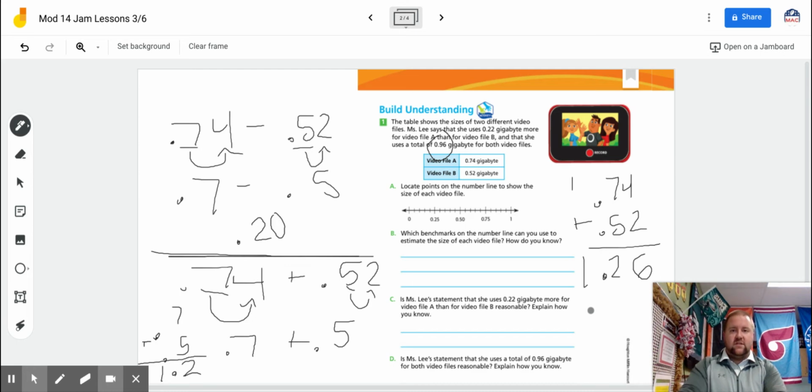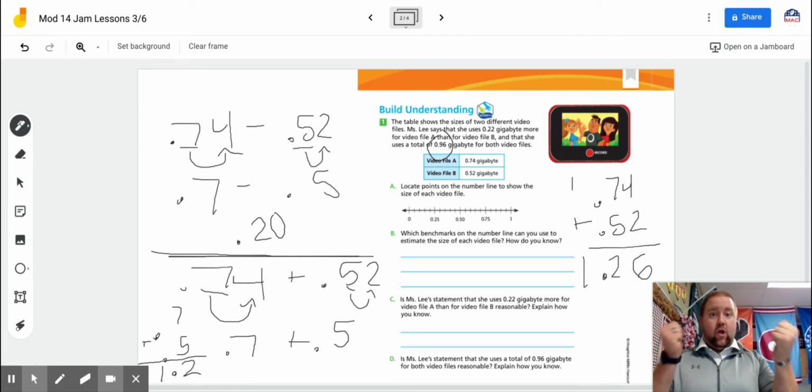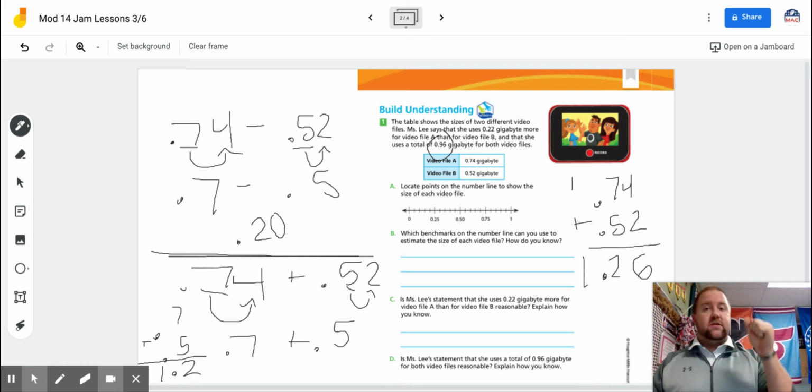So again, when we test if an answer is reasonable, it's not necessarily saying, is your answer right or is your answer wrong? Reasonableness means, is it close to what the answer actually should be? So we're going to do some estimating, find an estimate, and in some of the examples, we're going to also solve the problem to see if they're close, your answer is reasonable. Maybe not right, but it's still reasonable. That's what we're doing in Module 14, Lesson 3.